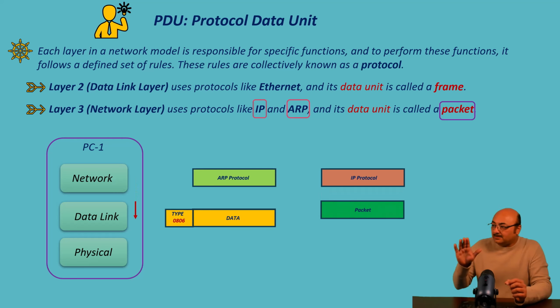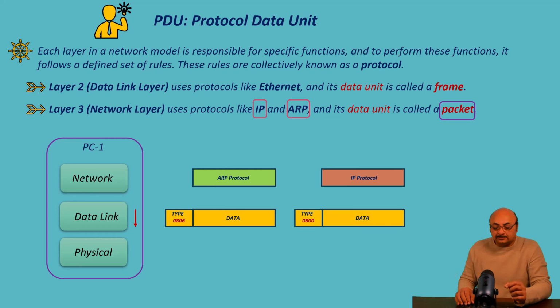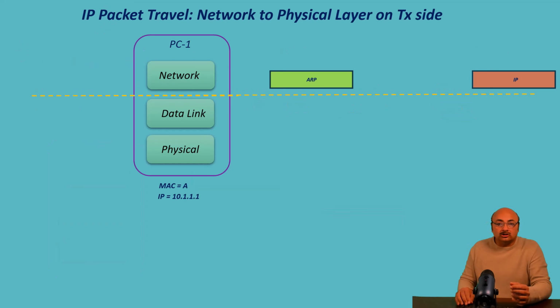And if the IP protocol sends down the packet, this is how it would appear. As you can see, the type field for the ARP protocol has been populated as 0806, and for the IP protocol it has been put to 0800. Now, if I have to take this further and walk the packet from source to destination, that is from the transmitting side to the receiving side, this is how the workflow would look.